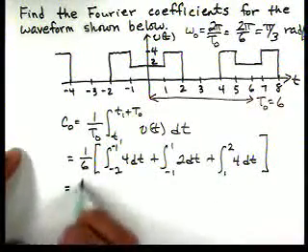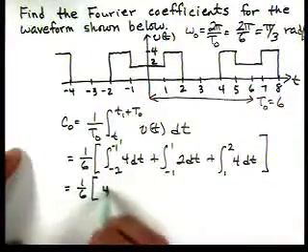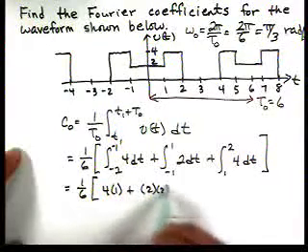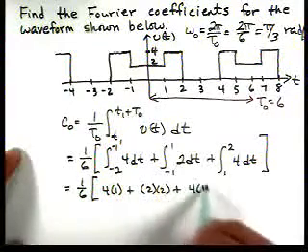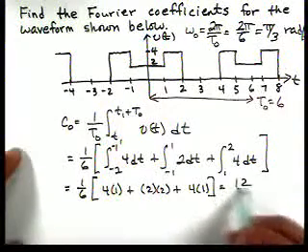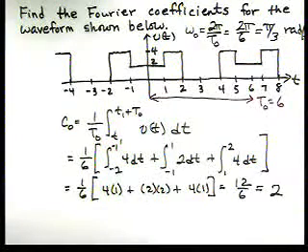Okay, so we have 1/6. This term becomes 4 times 1. Here we have 2 times 2, plus 4 times 1 again. So now we get 12 over 6, or 2. So C0, or the average value for this function, is 2.